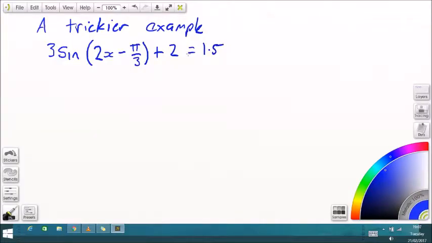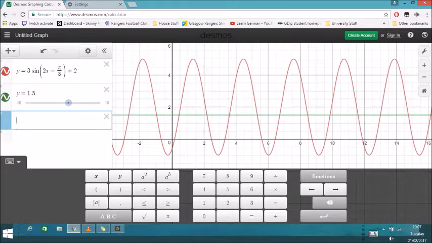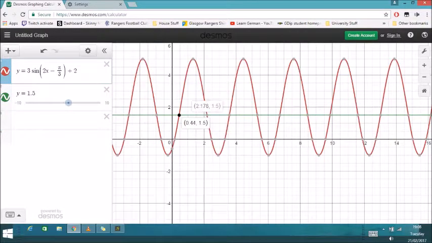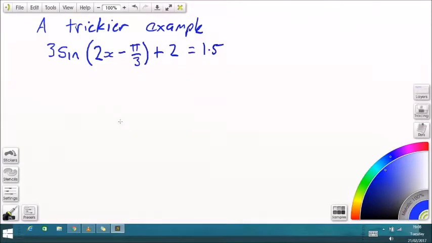Alright, so here's a slightly tricky example. This time our angle is a bit more complex. It's not just x or theta inside that sine bracket. So here's our tricky example. So first things first.